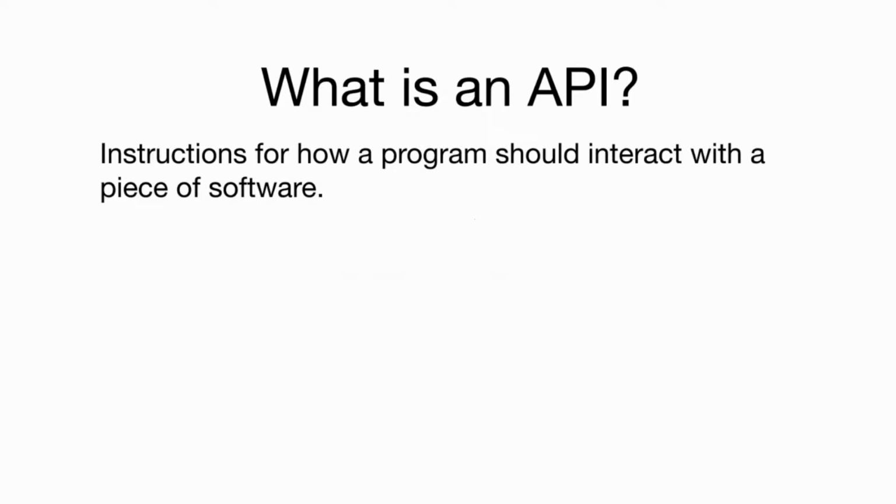All right, so let's start with APIs. What is an API in general? You could think of an API as a set of instructions for how a program should interact with a piece of software. So if you create a piece of software that does something useful and you think someone who's writing a program somewhere else might want to use your software, you would set up an API which tells that developer how their program should send requests or interact with your piece of software.